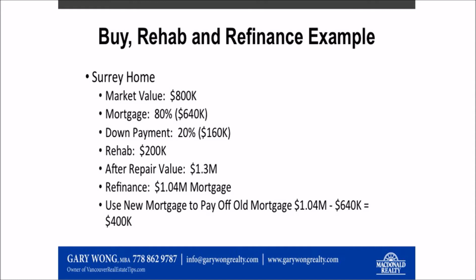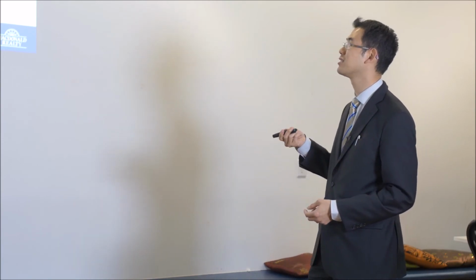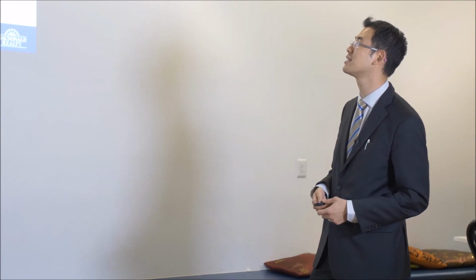Then you have to minus the 200,000 that you spent to renovate it, plus you have to minus the 160,000 for your down payment. And then you get $40,000 cash left over, plus you still have $260,000 of equity in your house, right? So you're up 300K. Yeah, pretty much. So that's buy, rehab, and refinance.